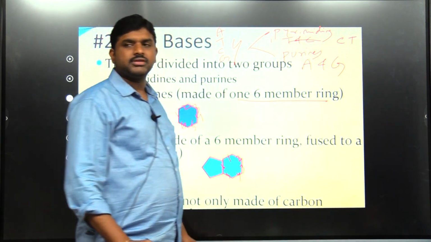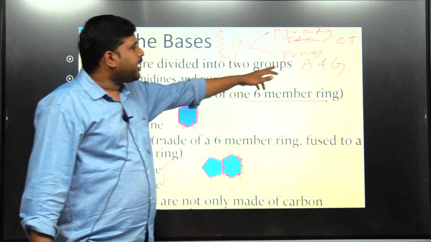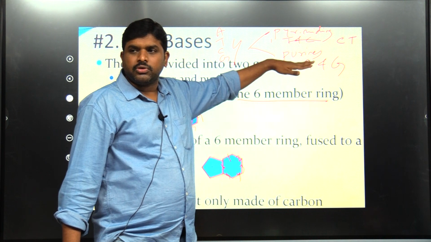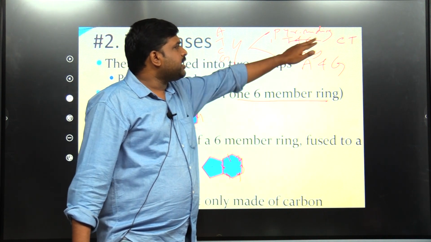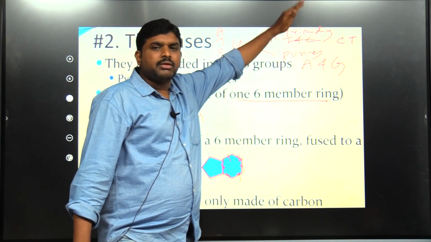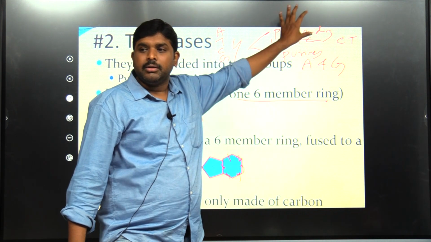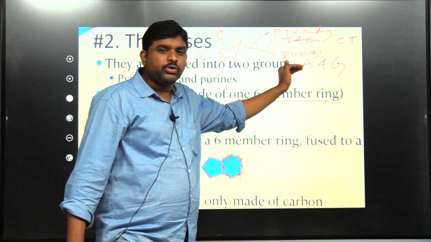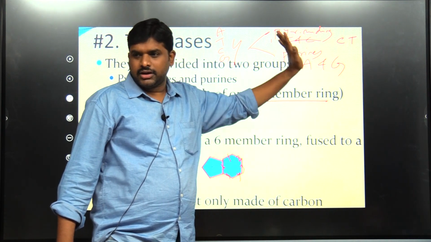CT, computer scan, CT scan. AG, Attorney General. AG is purine, Attorney General is pure. Pyrimidine, CT scan. Because of CT scan, the prices are increasing like a pyramid. Pyrimidine, CT, cytosine and thymine. Whereas purines are Attorney General.